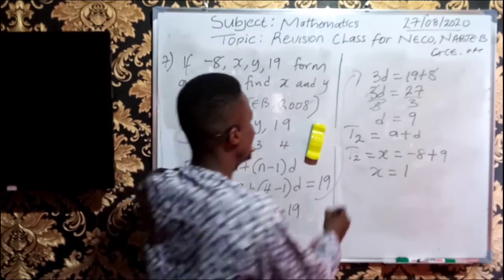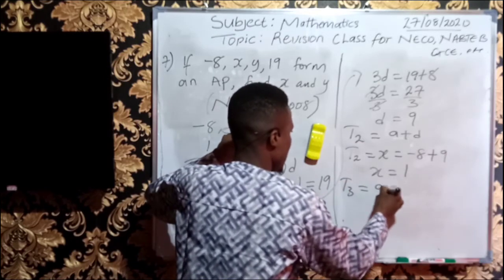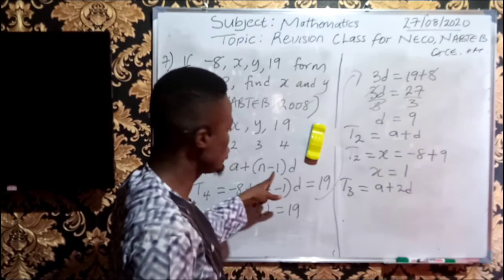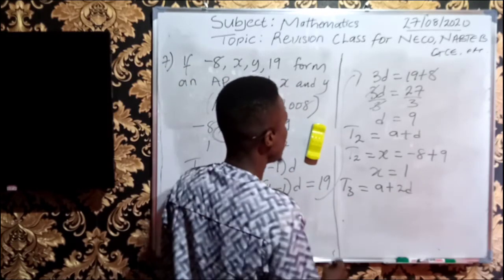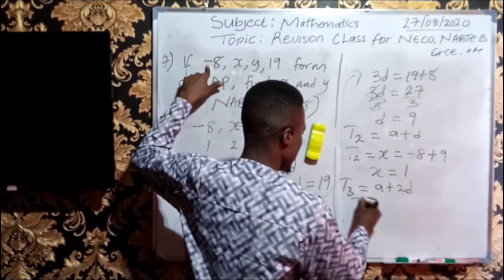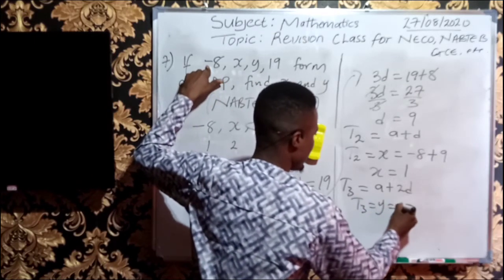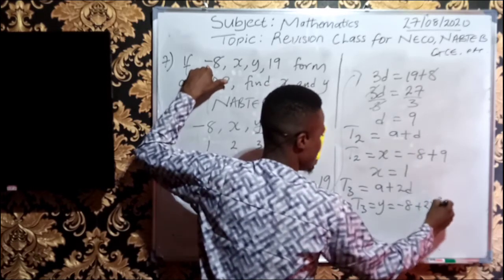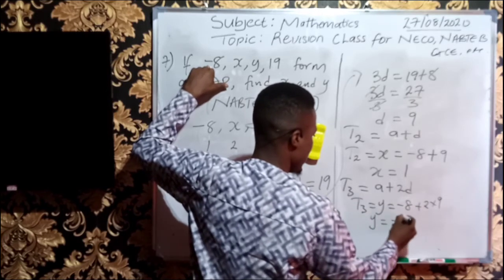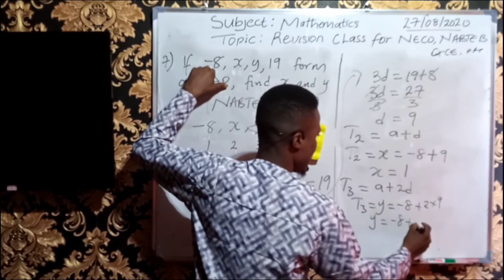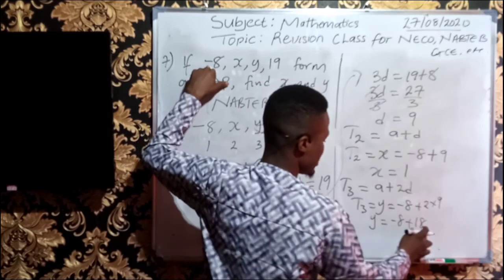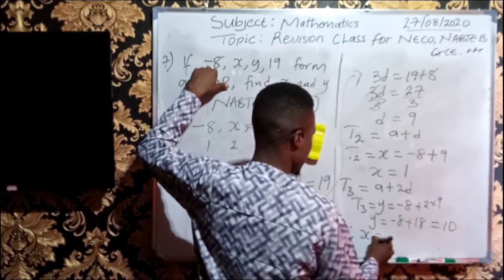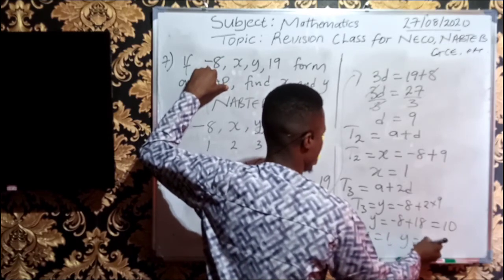y is T3. T3 is a plus 2d, because if I put 3 here, 3 minus 1 is 2, and 2 times d is 2d. A is also minus 8. So T3, which is y, is equivalent to minus 8 plus 2 times d. The common difference is 9. So y will give me minus 8 plus 2 times 9, which is 18. And minus 8 plus 18 will give me 10. Therefore, x is 1 and y is 10.